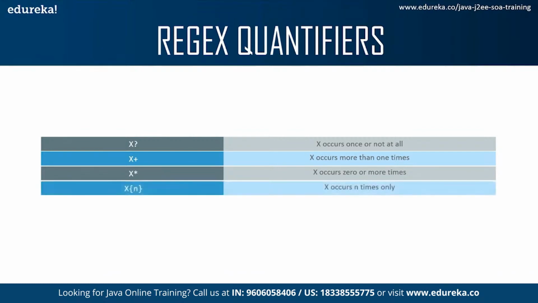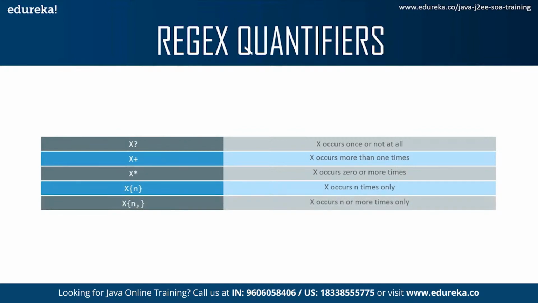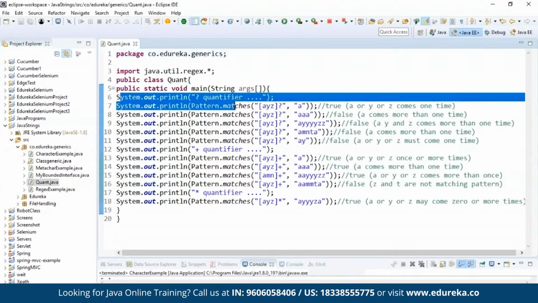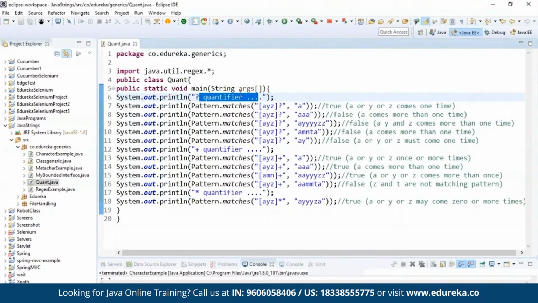And if you have x followed by n within curly braces, it implies x occurs n times only. And if you have n with a comma, then it implies x occurs n or more times. And if you have parameters like y comma z, then it implies x occurs at least y times but less than z times. So these are the various regex quantifiers, and let's see how this works. Inside the main method, I'm simply printing quantifier, and now I will check whether the pattern matches or not.